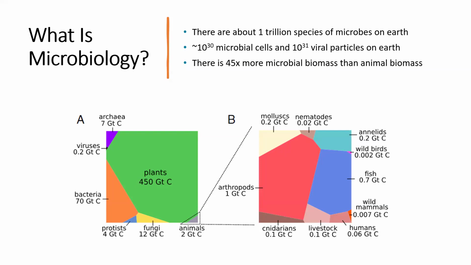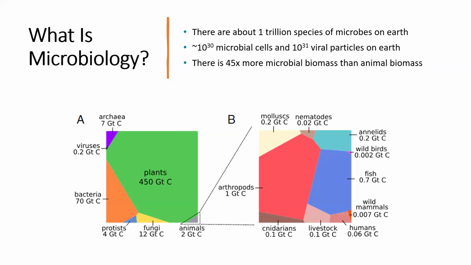Now there are lots of cells, lots of species, but there's also lots of biomass, right? So when we look at this image here, we see that plants make up the vast majority of biomass on the planet, where you've got something like 450 gigatons of carbon that is plant derived or that is actually in plant matter.